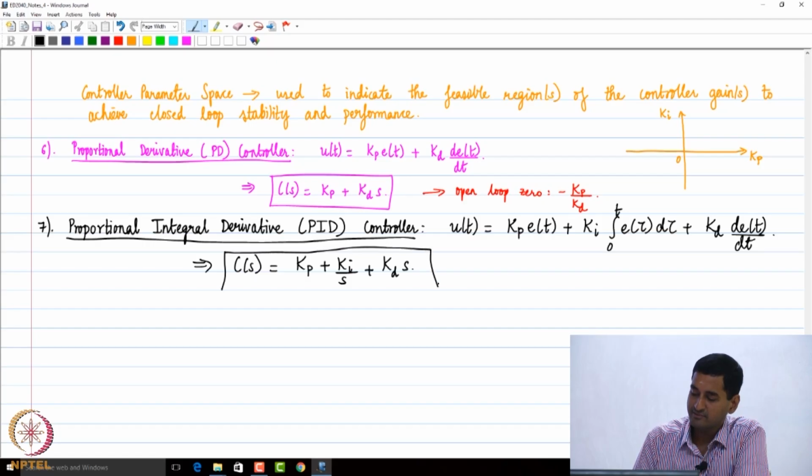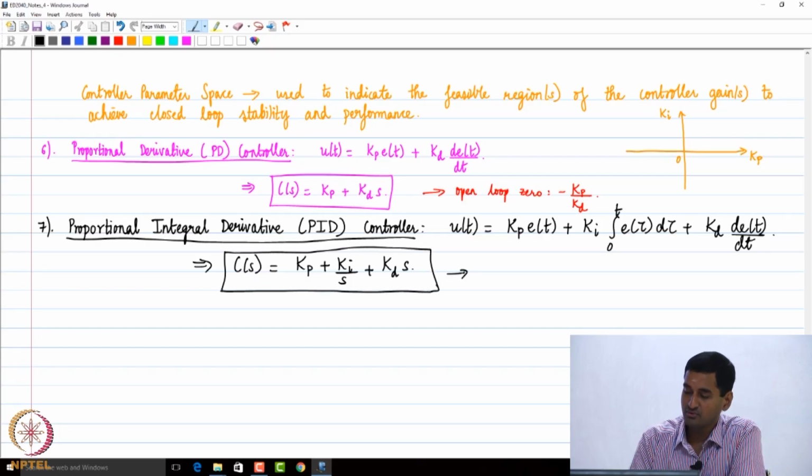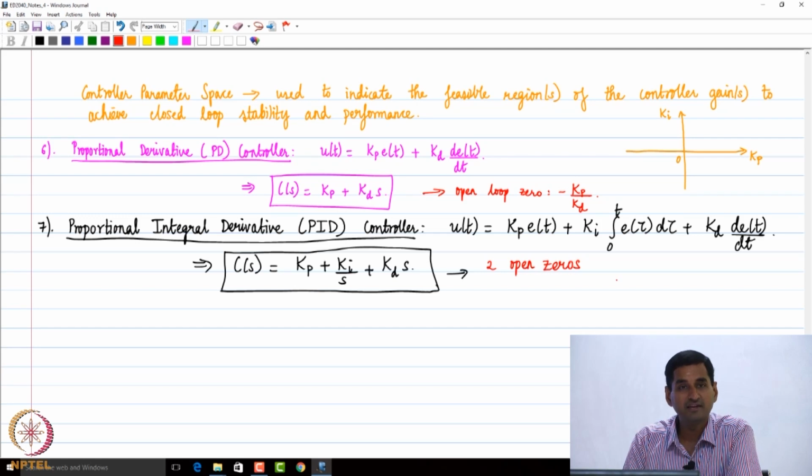We can immediately see that this introduces two open loop zeros, which depend on the values of Kp, Ki and Kd, because you can see that the numerator polynomial of this transfer function is of order 2 and the denominator polynomial is of order 1.